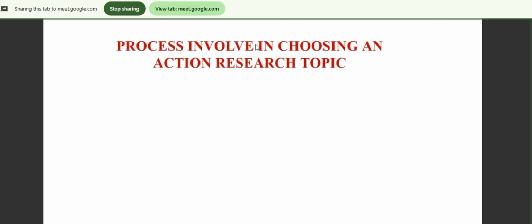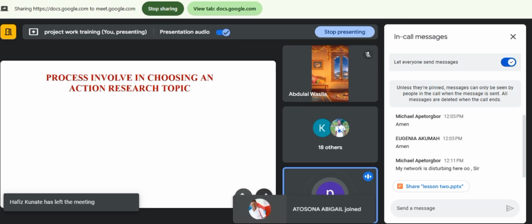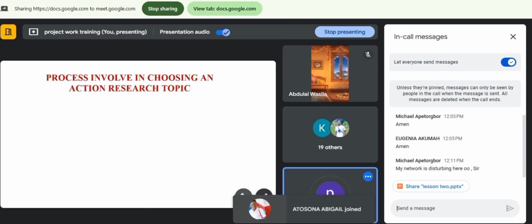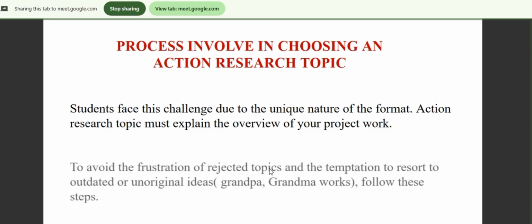Let's look at the process involved in choosing an action research topic. This can be challenging due to the unique nature of the format. An action research topic must explain the overview, to avoid the frustration of rejected topics and the temptation to resort to outdated or unoriginal ideas, like your grandpa's or grandma's work. Let's follow these steps to write a unique action research topic for ourselves, within our specialization and our field of study.